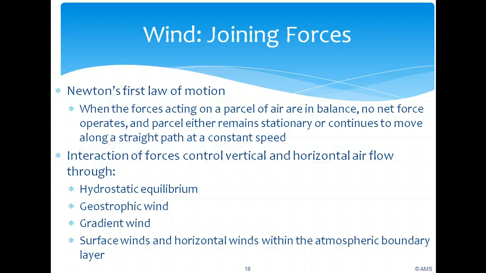In this next series of slides, we will build an increasingly sophisticated model of atmospheric motion by examining how forces interact in the atmosphere to control the vertical and horizontal motion of the air, that is, the wind. The interactions result in hydrostatic equilibrium, something called the geostrophic wind, the gradient wind, and surface winds, that is, horizontal winds within the atmospheric boundary layer.